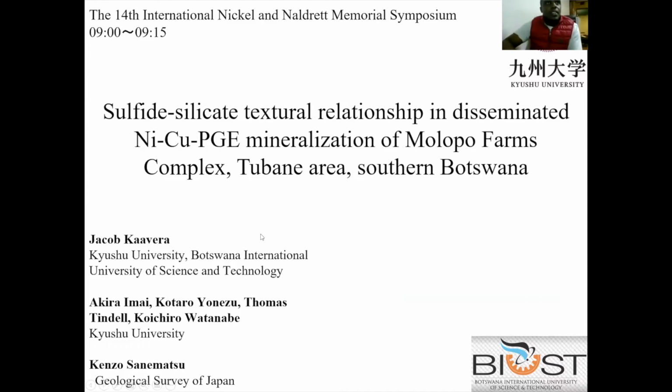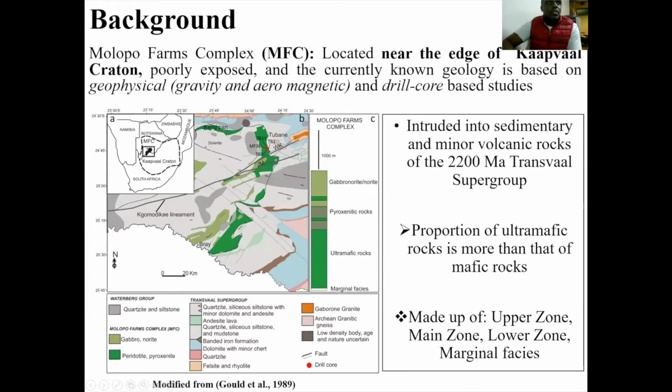Let's start here. The Molopo Farms Complex is located towards the western margin of the Craton, and the Bushveld Complex is just about 200 kilometers to the complex. Now, the difference between the two is that the Molopo Farms Complex is poorly exposed, and the only available exposures are limited to the pens like the King Pen.